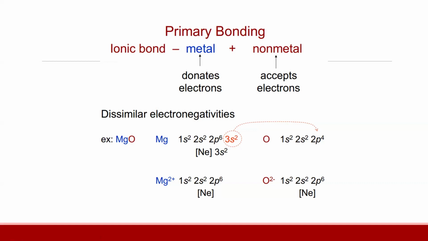So there are three types of bonds: ionic bonds, metallic bonds, and covalent bonds. They are the primary bonds. And we have secondary bonds as well. They are weaker bonds, and we learn them later on. So let's see what we mean.